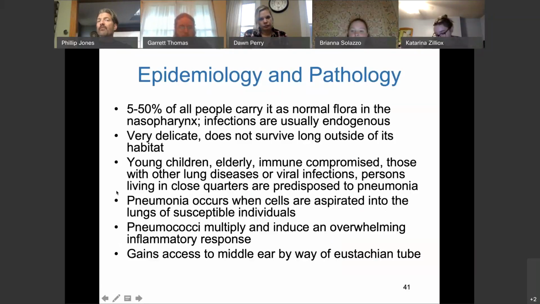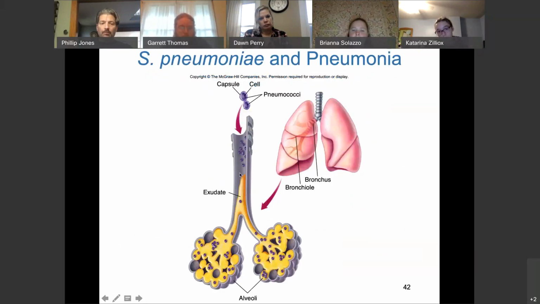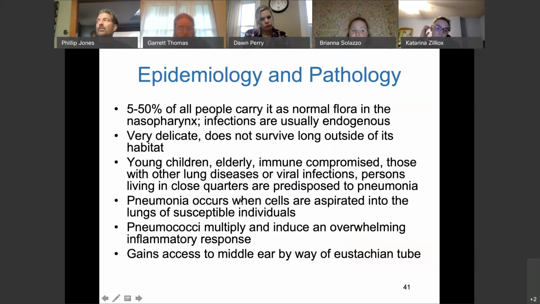So 5 to 50% of all people carry this as normal flora. So usually people don't want to hear this, but what if I tell you have pneumonia? Did you have a cold? Did you have bronchitis? Whatever. Well, is it possible you self-inoculated yourself? Oh no, there's no way I did that. 50% of cases might be.